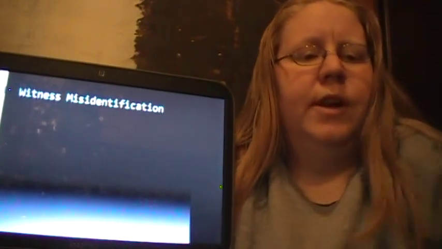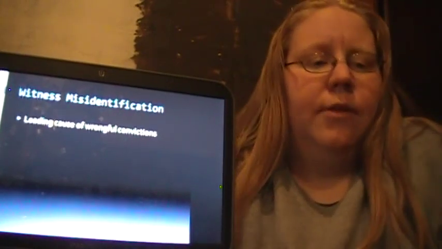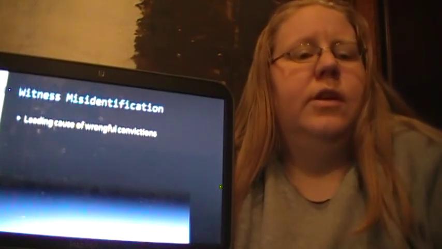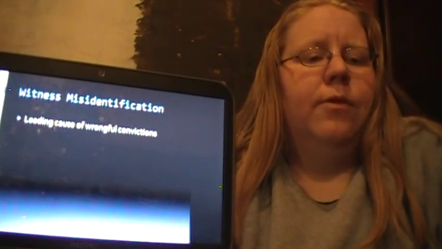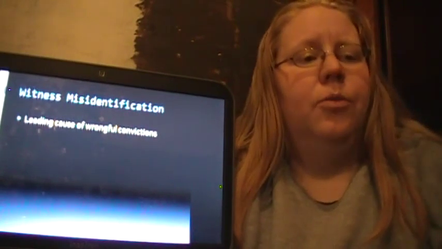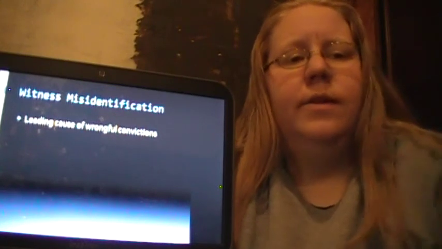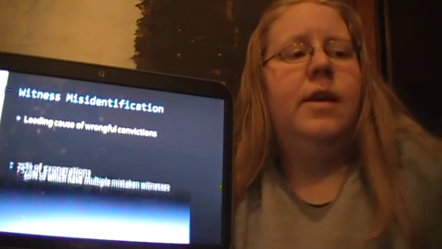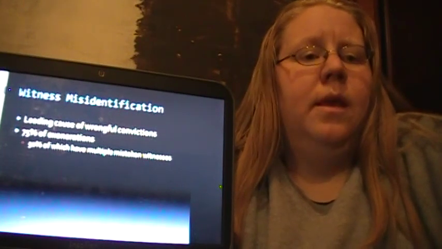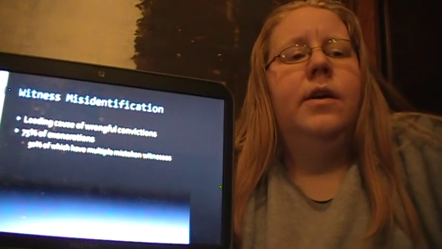Witness misidentification is the leading cause of wrongful convictions. Misidentification is responsible for roughly 75% of the exonerations for the wrongfully convicted. Half of these are based on multiple wrong identifications. Studies suggest that up to 5% of all convictions may be wrongful, as some cases rely solely on witness identifications.